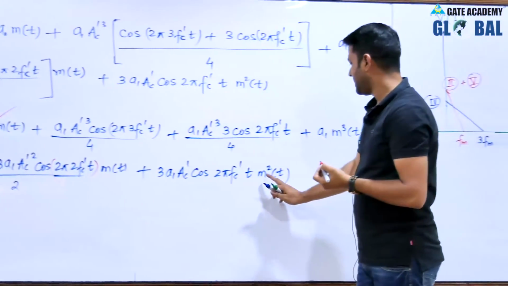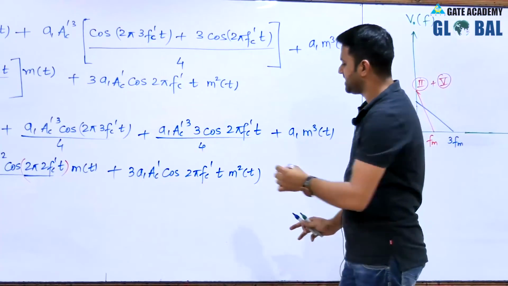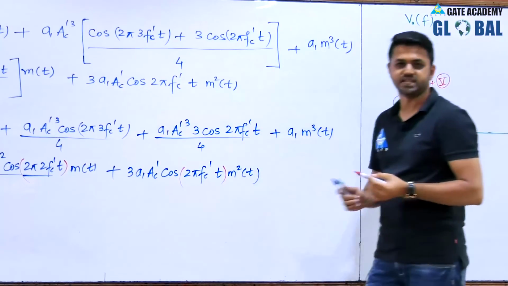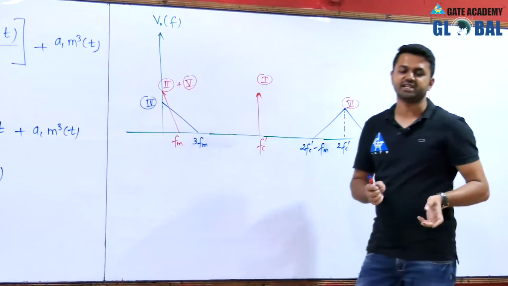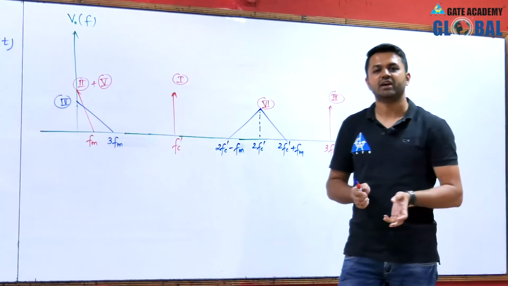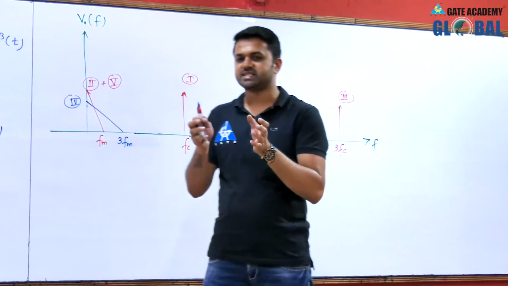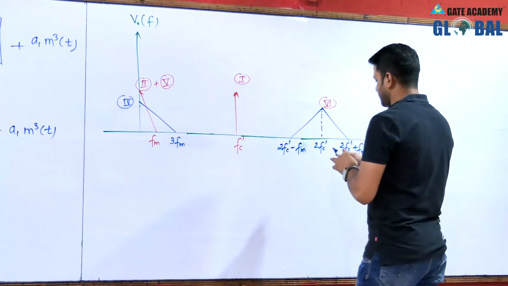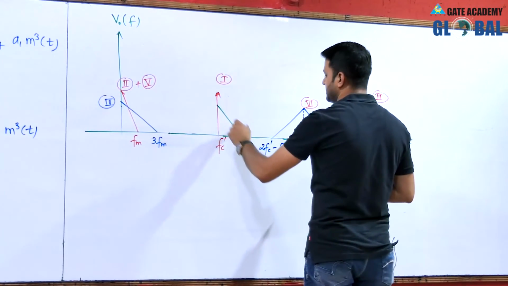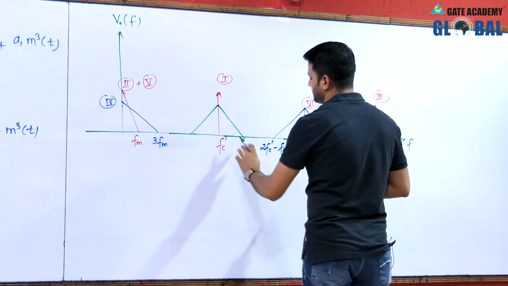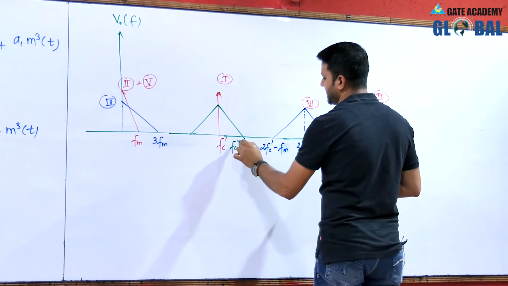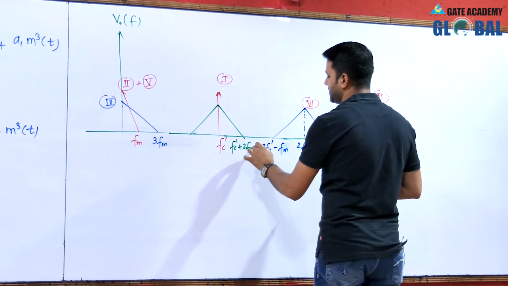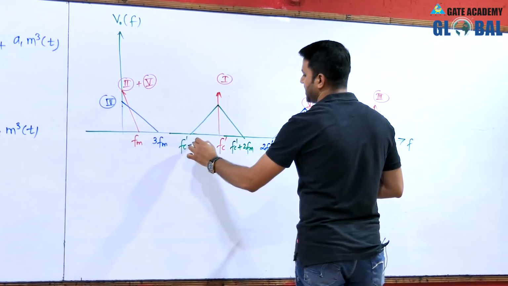And the last term, m square t, multiplies with a cosine having frequency fc dash. The cosine has frequency fc dash and m square t will have frequency 2fm. So that spectrum, which extends up to 2fm, will shift to fc dash. It will shift here. So we will get fc dash plus 2fm and fc dash minus 2fm.